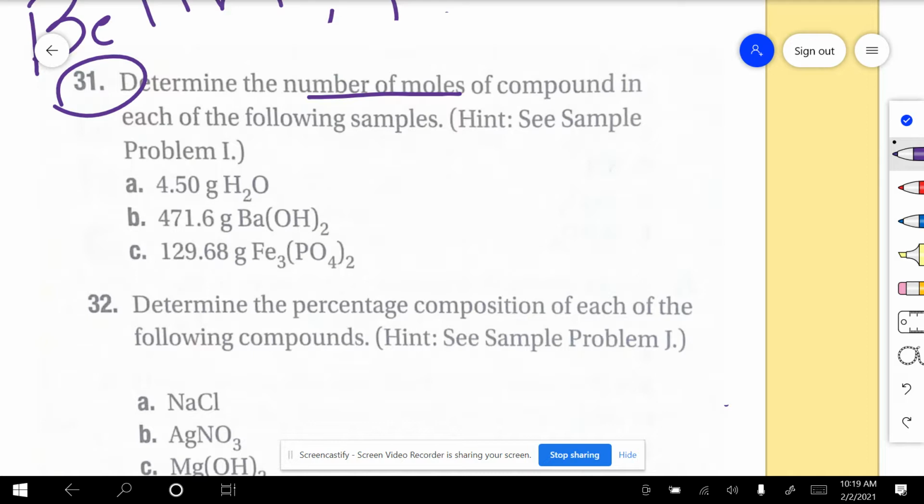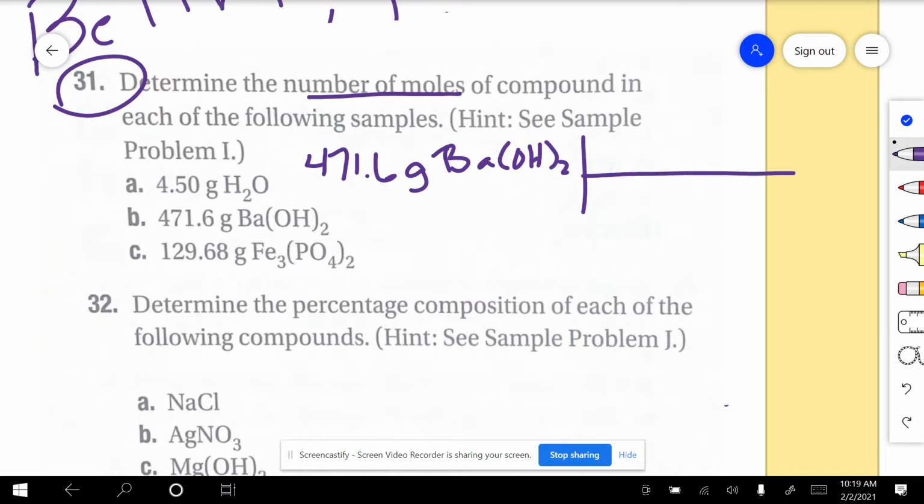What did you start with? 471.6 grams of barium hydroxide. Yeah. Okay. And then the railroad tracks. For the atomic mass of the compound, I had 154.3378. There's our problem. The atomic mass is supposed to be 171.3.